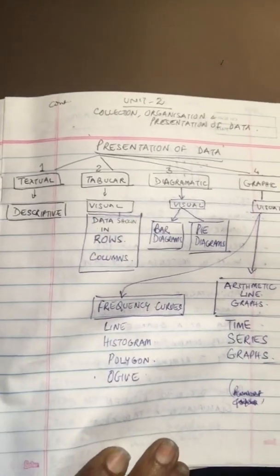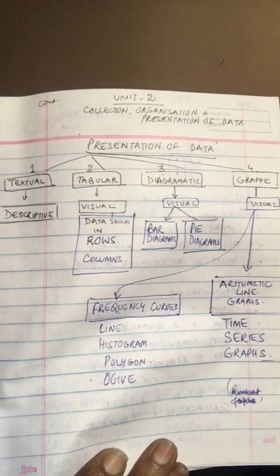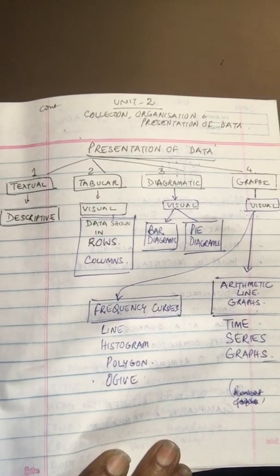Welcome to my class in continuation with Unit 2, that is collection, organization and presentation of data. We finished with collection, we have finished with organization. And in presentation of data too, we finished with what is known as textual. Just have a look. Textual, we finished with tabulation, tabular presentation, that means presentation in terms of tables.